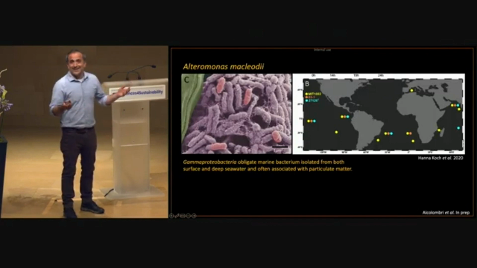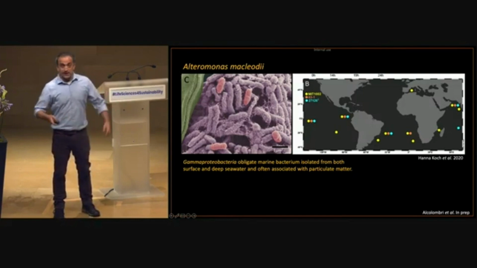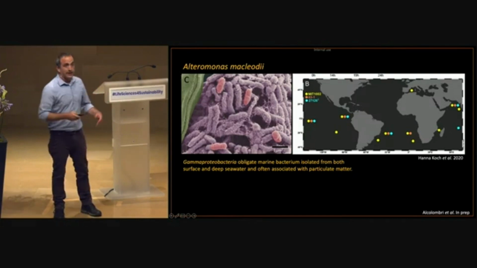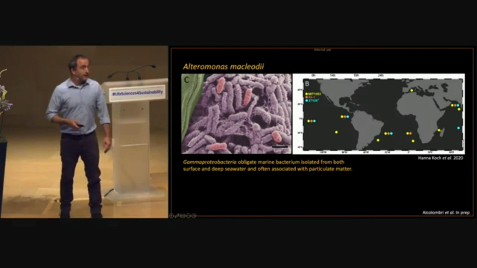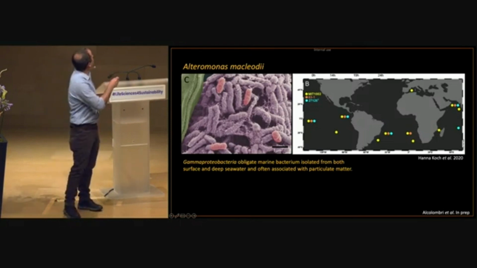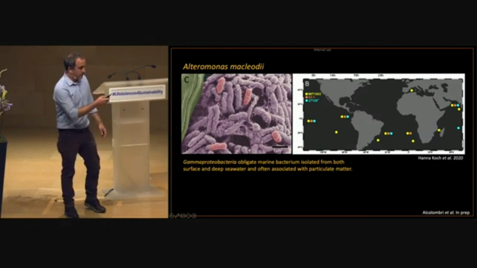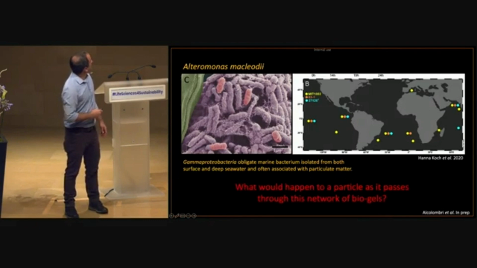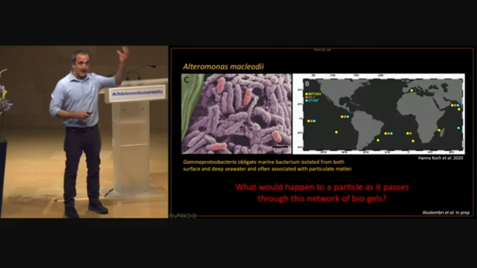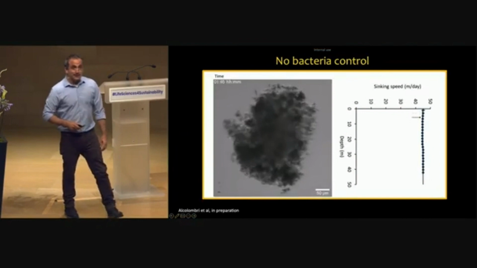In order to identify what bacteria can actually do to this sinking speed, we needed a model system. So we chose Alteromonas, which is a quite abundant heterotroph bacteria that was isolated from one of those particles. And the special thing that this microbe is doing is basically making those biofilm networks that you can see here in this SEM image that we took. So the question is, what would happen if a particle would move through this network of polymers that those bacteria make?